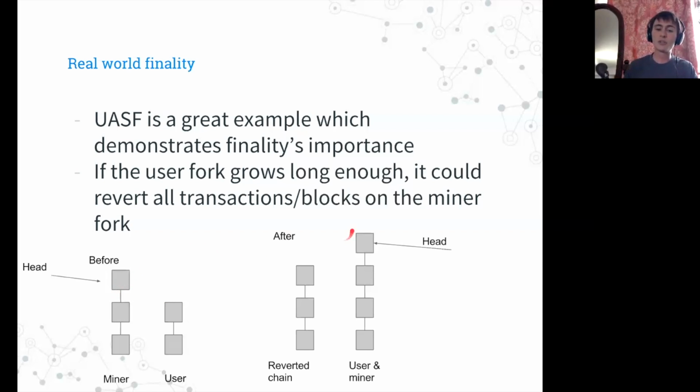So if the user's chain were to get too large, then this chain would actually get larger than this chain. And all of these transactions that we saw, this is the old miner chain, would be reverted and now go into this larger user and miner chain. So first, if that's at all incorrect because there's an implementation detail that I'm missing, then let me know.